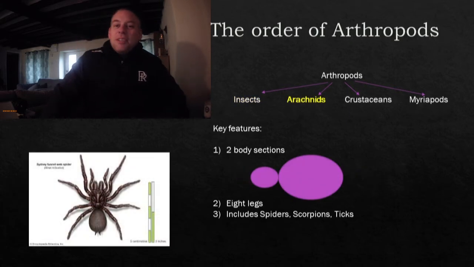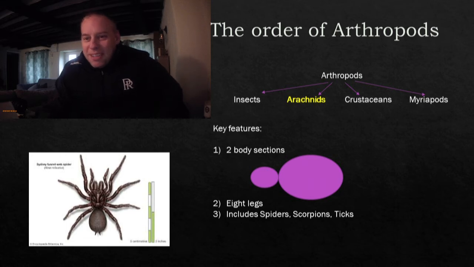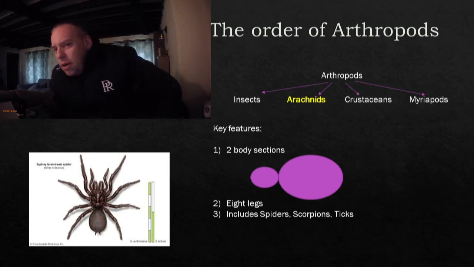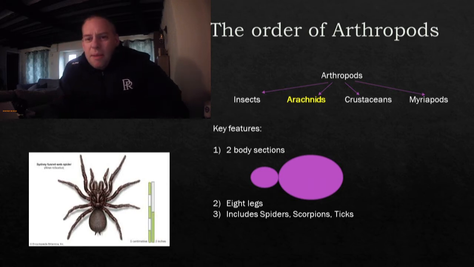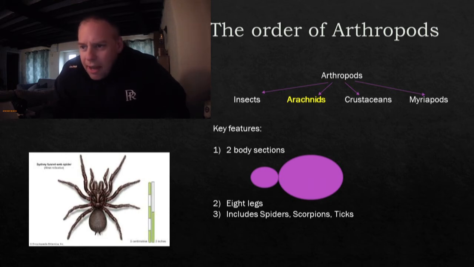Arachnids, everyone's favourite group. Everyone loves spiders, don't they? Well, for this, instead of 3 sections, there are 2 sections. The head and thorax are actually fused together. So here on my picture, I think it's a Sydney funnel spider I've put on, really because the 2 sections are really defined. And look at those massive fangs. Anyway, we digress. So 2 body sections.